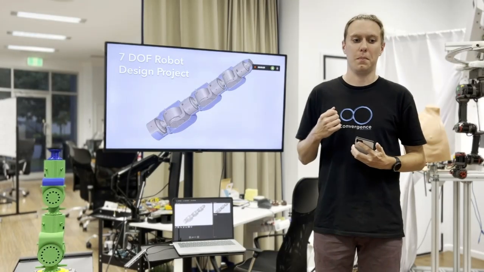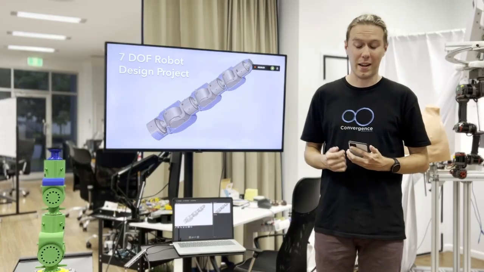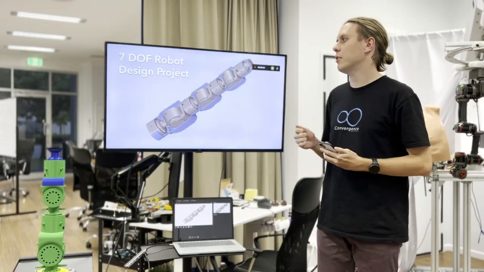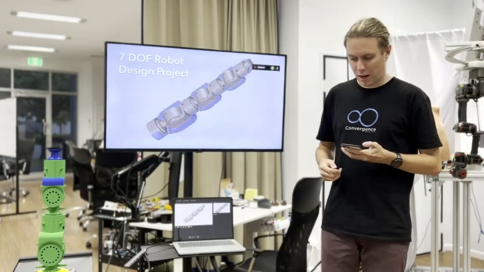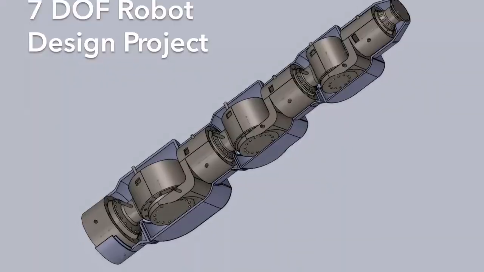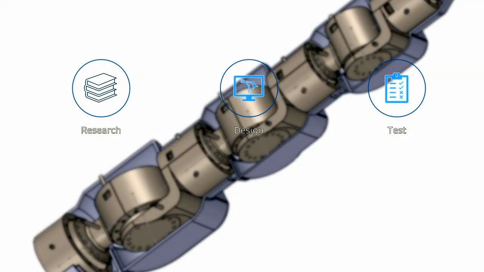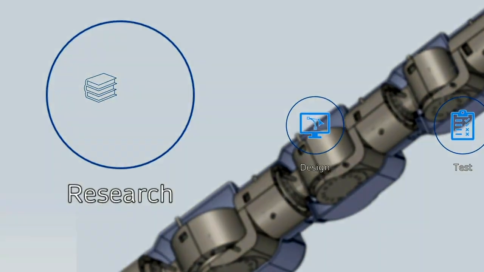I am a mechanical engineering design intern and I did a project on the 7 degree of freedom robot design. As a part of my project, I had 3 stages to my design: research, design, and then test. So first of all, I started with research.